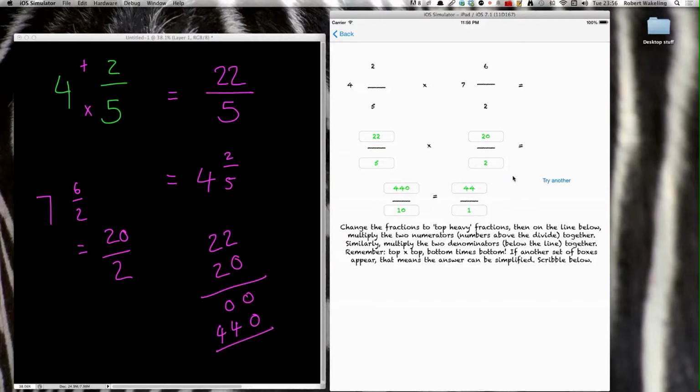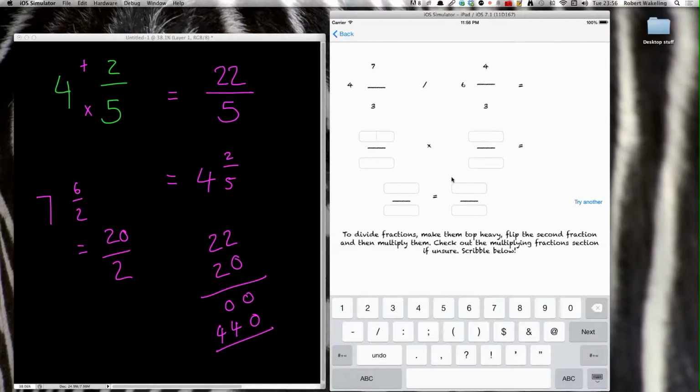Okay, so with multiplying fractions, you're converting them into top-heavy if you need to, and then cancelling them down once you've done the top times the top and the bottom times the bottom. Okay, moving on to dividing fractions, and it's virtually the same thing.